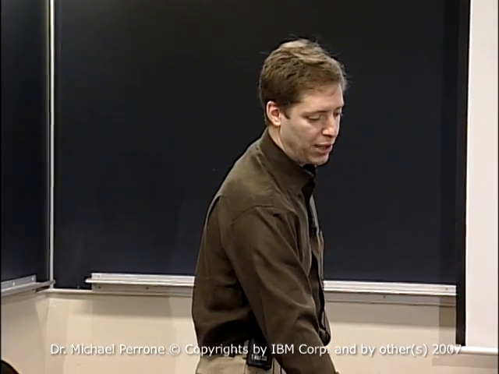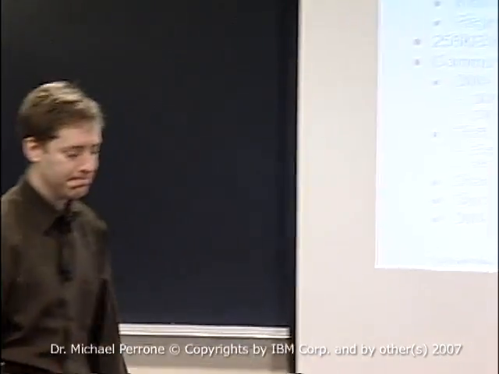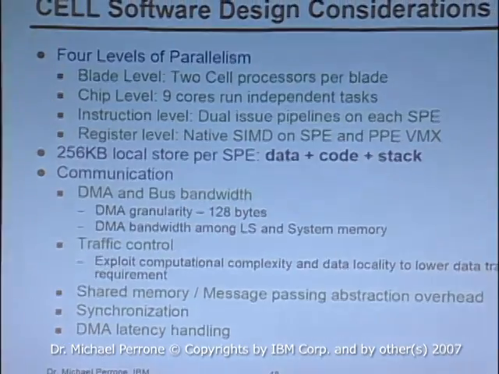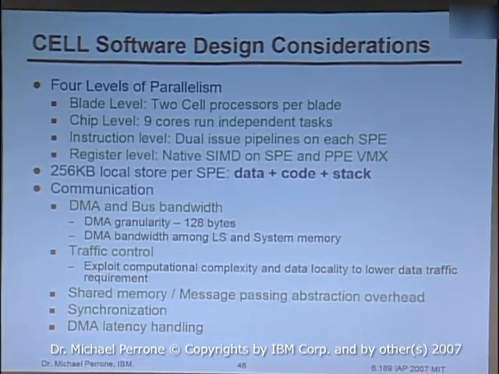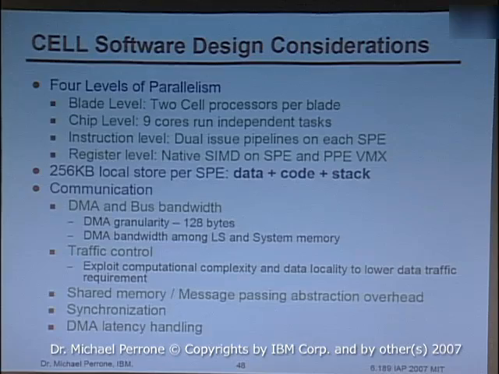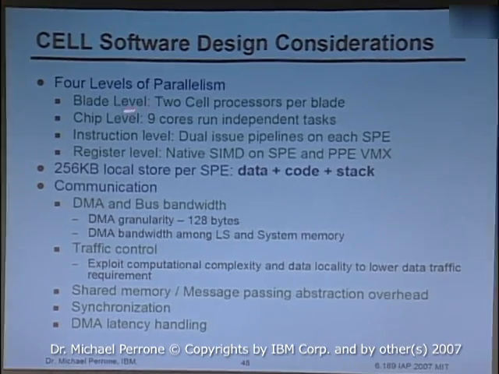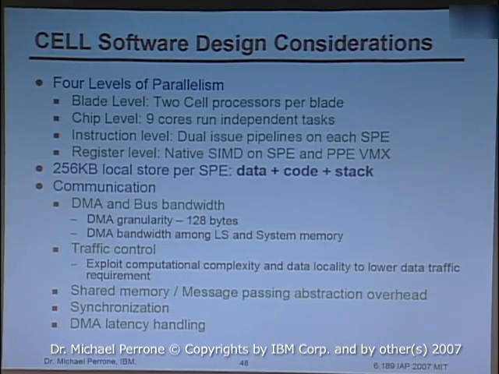Okay, so now this is really what I wanted to get to. And I think I want lots of questions here. There are 4 levels of parallelism in Cell. On the Cell blade, the IBM blade, you have 2 Cell processors per blade. So that's one level of parallelism. At the chip level, we know there are 9 cores and they're all running independently. That's another level of parallelism. On the instruction level, each of the SPEs has 2 instruction pipelines. So it's an odd and an even pipeline.